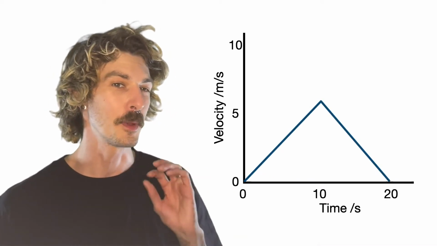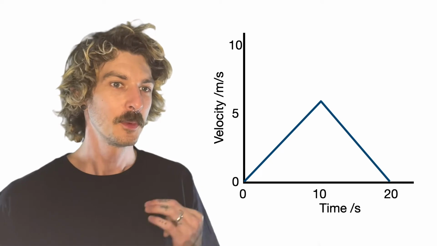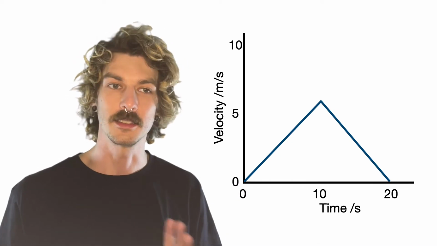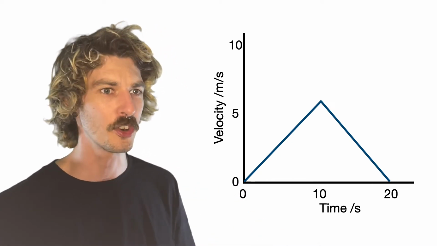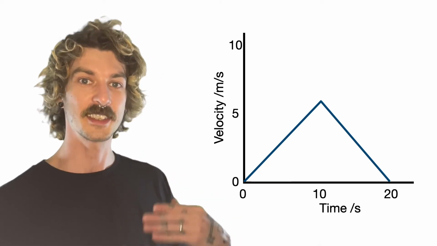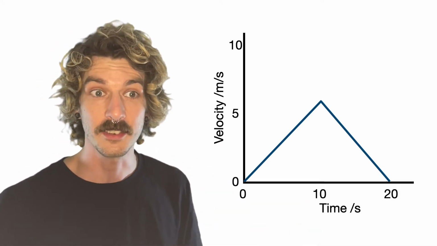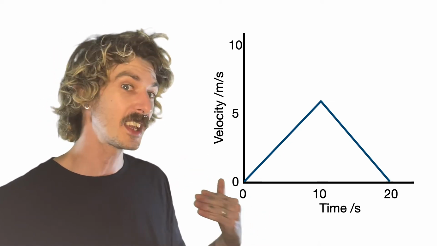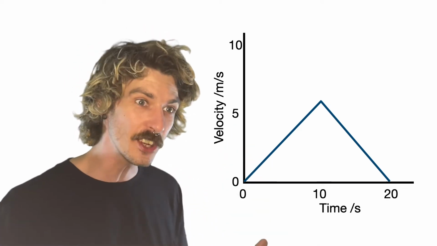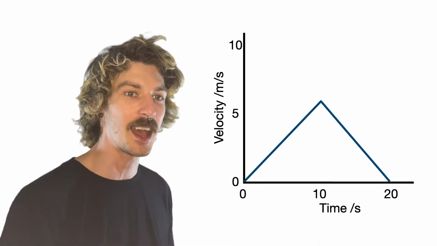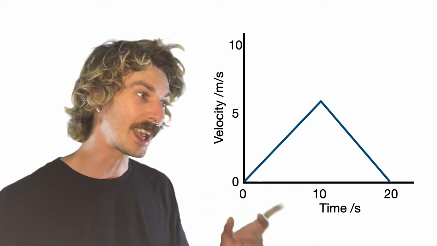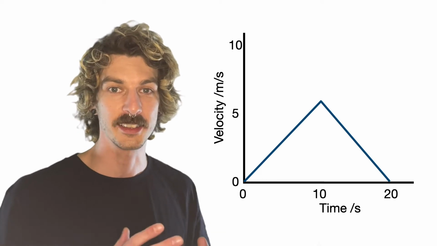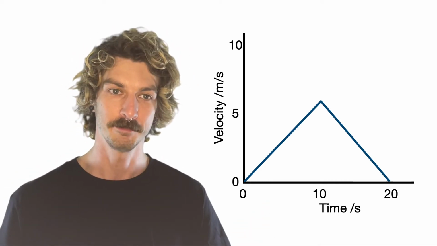Now this example is a little bit more complicated, but it's not too bad. We can see that the object starts off with a velocity of zero. So at the very beginning, it's not moving. But then as time increases, the velocity increases. So the object is getting faster and faster. It's accelerating. However, here at the 10-second mark, as the time continues to increase, the velocity is now decreasing. So the object is slowing down or decelerating until we get to about 20 seconds when the velocity reaches zero again. So the object then comes to a stop once again.